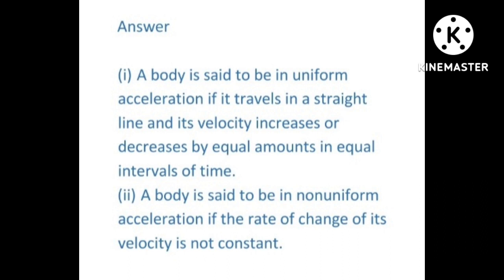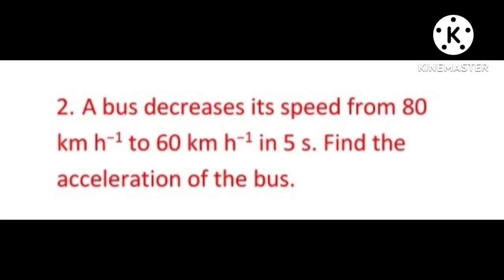A body is said to be in uniform acceleration if it travels in a straight line and its velocity increases or decreases by equal amounts in equal intervals of time. And a body is said to be in non-uniform acceleration if the rate of change of its velocity is not constant. So that is the difference between uniform and non-uniform acceleration. Now we can move to the next question.